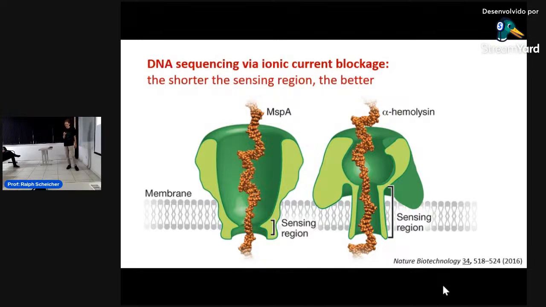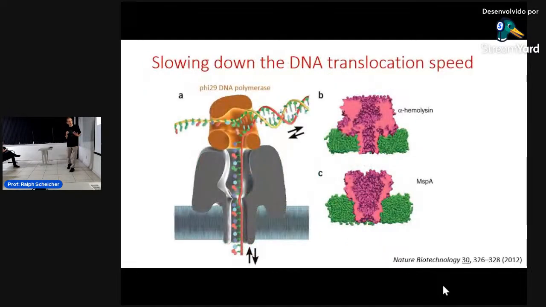And in practice, one of the big problems in the beginning with this kind of approach was that the DNA would move through this nanopore very, very fast. And you could not detect the ionic current fast enough to really get some distinction between the bases A, C, G, and T. But then some scientists and also this company had the idea to use an enzyme which is called phi-29 polymerase, DNA polymerase.